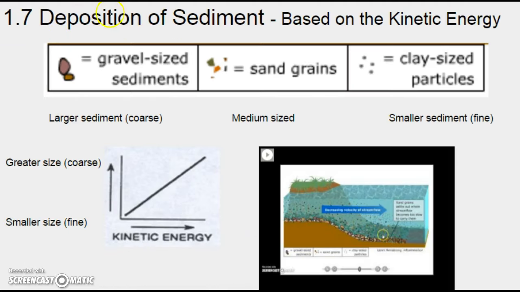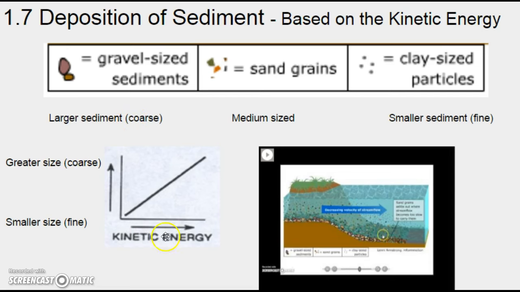So here we can relate the concept of deposition. The sediment that's being transported in the river is going to be based on kinetic energy. If I look at larger sediment, called coarse sediment, and I can talk about smaller sediment, fine. Clay and silt-sized particles are very tiny. It doesn't take much energy to transport them, whereas sand grains are often considered medium. And larger sediments are gravel-sized sediments. Gravel is the term for coarse. It's large, roughly larger than your fingernail.